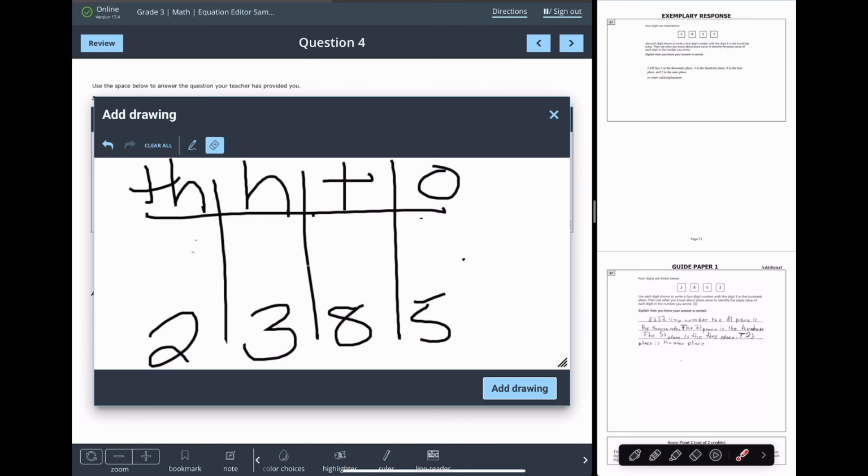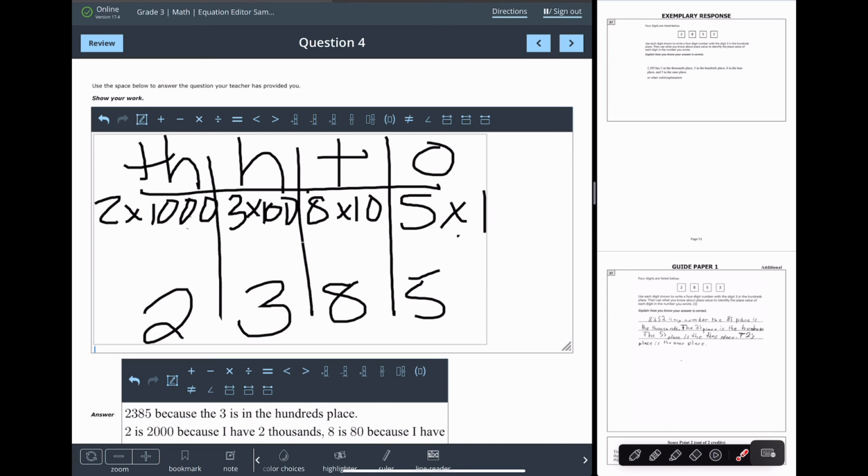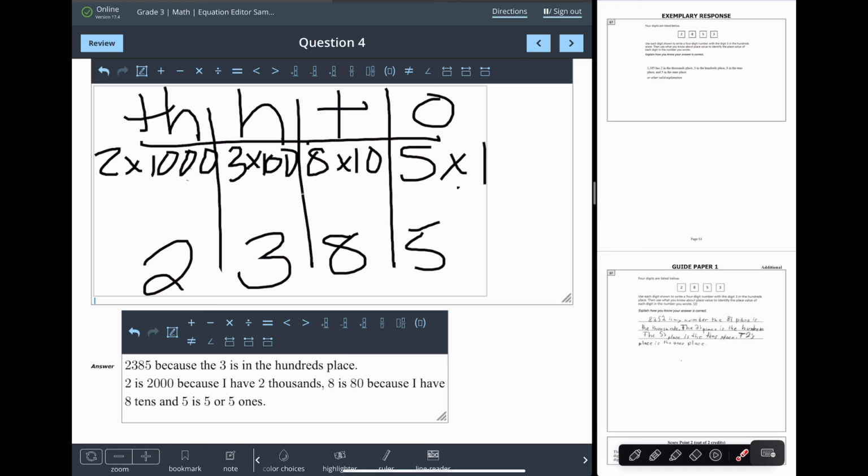But I can do this, and I can write 2 times 1,000, 3 times 100, 8 times 10, 5 times 1, and add that. So you could do that, and I just want you to see how hard it is. This is weird for me to write with my finger. The other time it was easy for me to draw it, this one was not. So I want you to practice this. How would you show your work for this? Would you write it in words, or would you try to draw a picture? And what would that picture look like? Practice it so you don't get frustrated the day of the test.